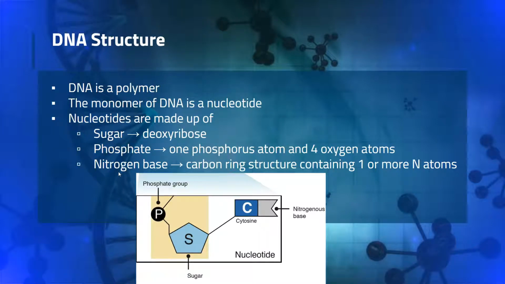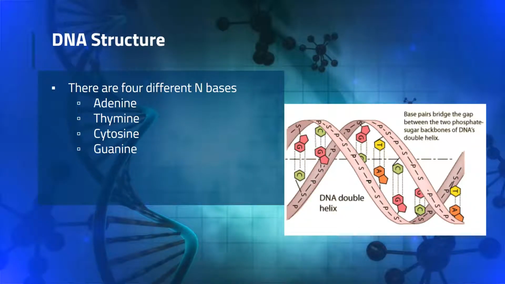There are 4 different types of nitrogen bases, which we'll dive more into in a second. The nitrogen base is the part that switches out in all of the nucleotides. The sugar and phosphate are always there, always the same. It's always deoxyribose sugar, always a phosphate group, but the nitrogen base changes. The 4 different types of nitrogen bases are adenine, thymine, cytosine, and guanine. Usually we represent those with A, T, C, and G, but it helps to know the full names as well.